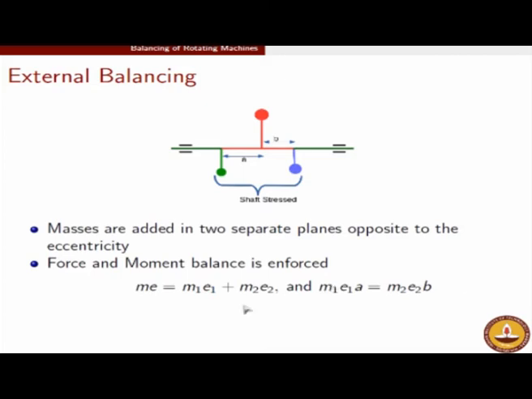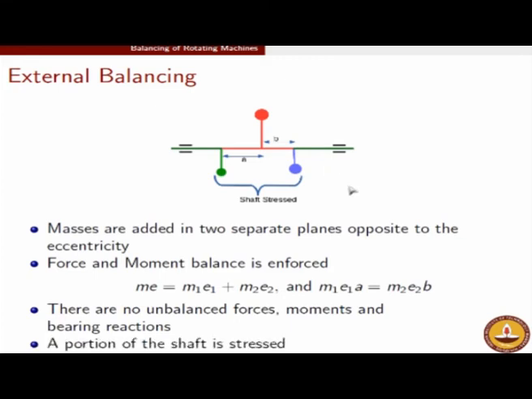The happy thing about this formulation is that it balances both the forces as well as moments, and since both are balanced, there is no bearing reaction pair induced, and therefore the situation is completely balanced. But even then there is one issue: this portion of the shaft will actually see some stresses. That is easy to see, because if you take a section here, this section of the shaft is going to see only one centrifugal force, and therefore this portion of the shaft will have to induce a bending moment, and therefore it will be stressed.